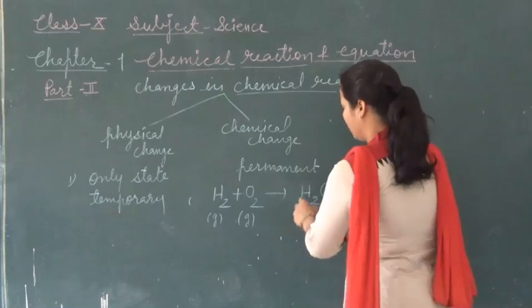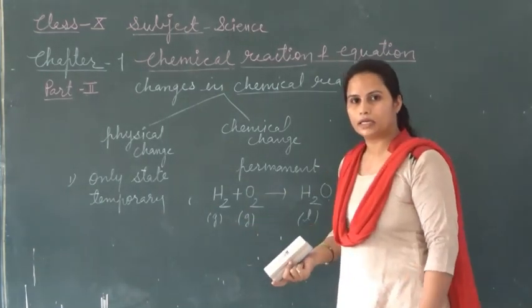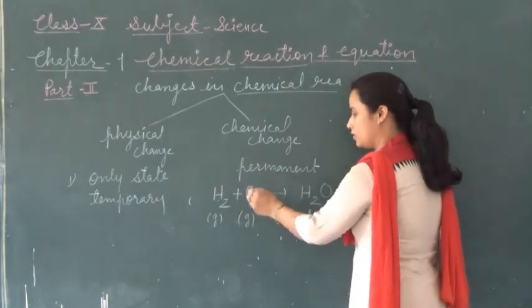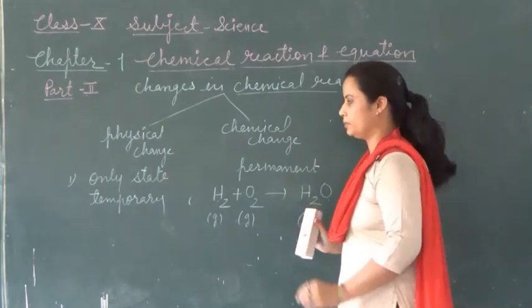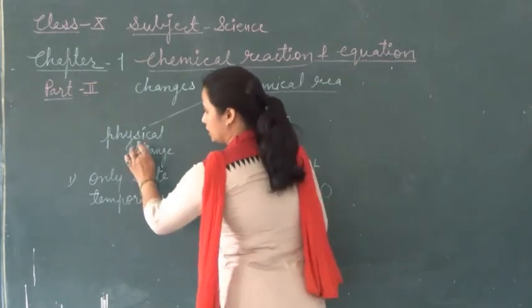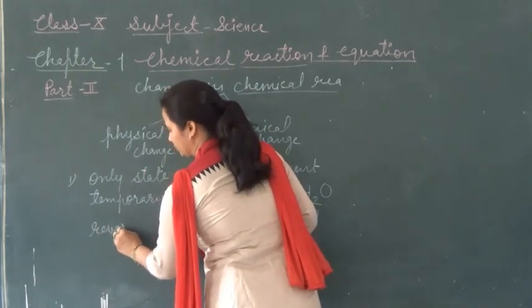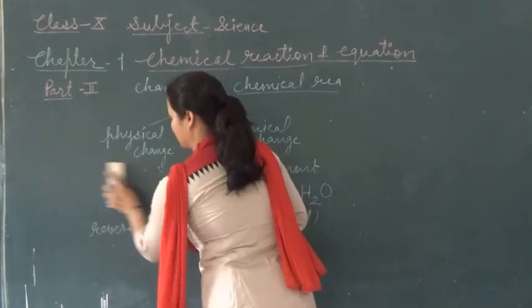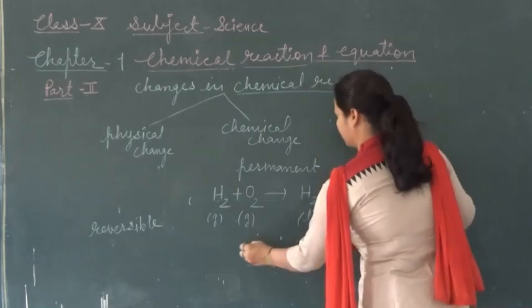It is permanent. It means it is not possible to obtain hydrogen and oxygen back from water. It is only a process in which hydrogen gas and oxygen gas react and form water. One more thing is also clear: physical changes are reversible, and chemical changes are irreversible.